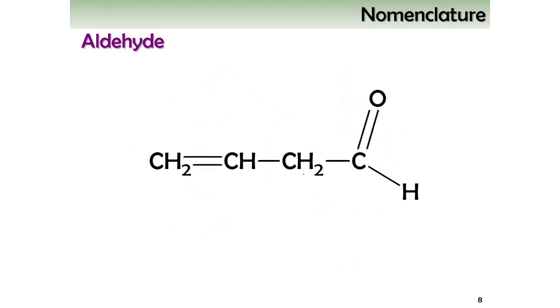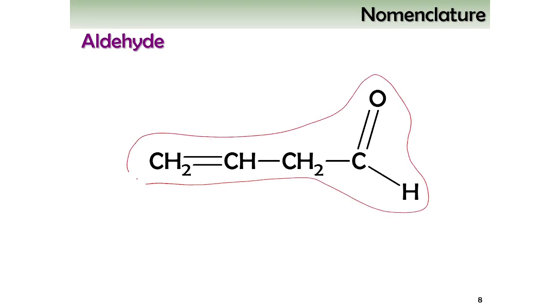Okay, next one. This is the longest chain. Everything here is the longest chain. How many carbons? Priority: carbonyl is higher priority than double bond. So 1, 2, 3, 4. The longest chain is 4, so it will be butanal. But there is a double bond here, at carbon number 3.